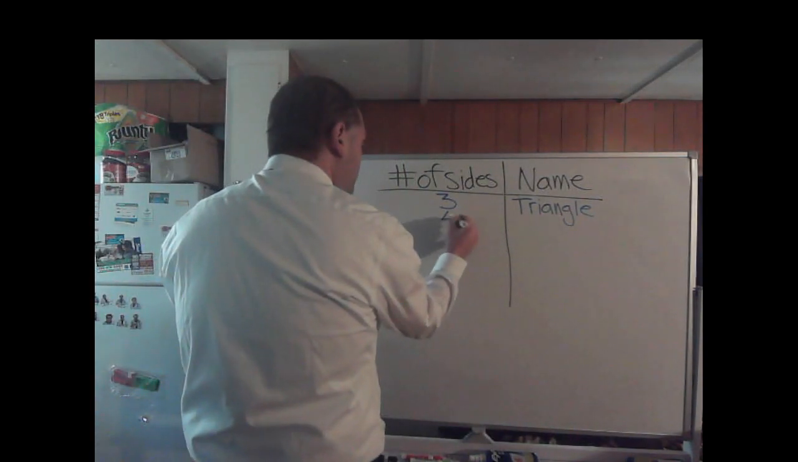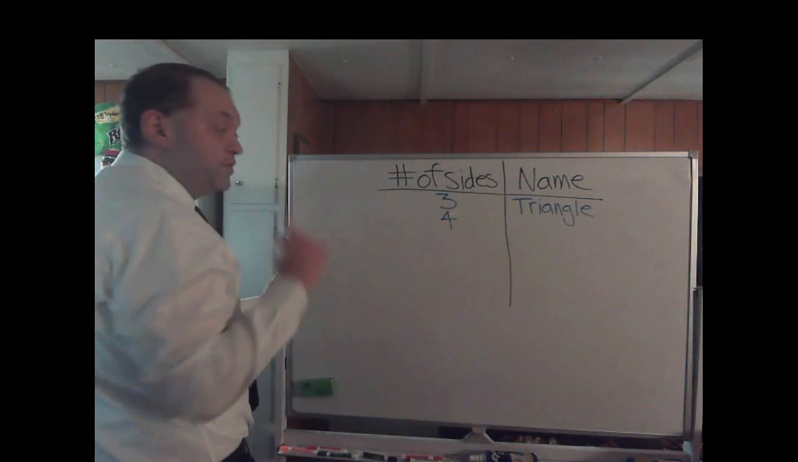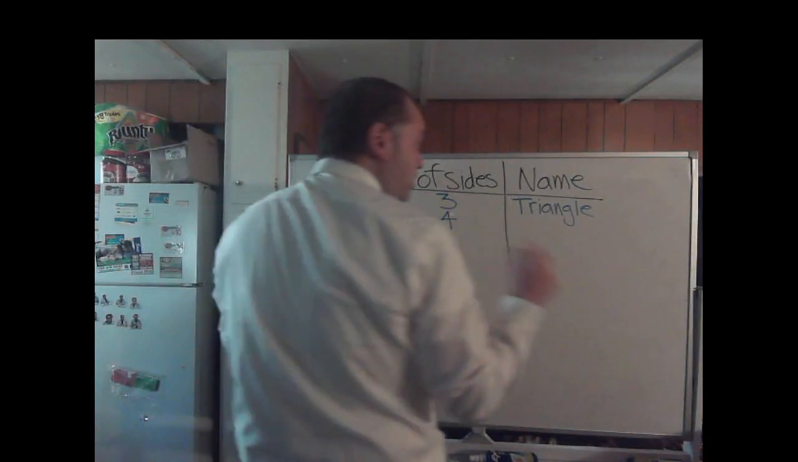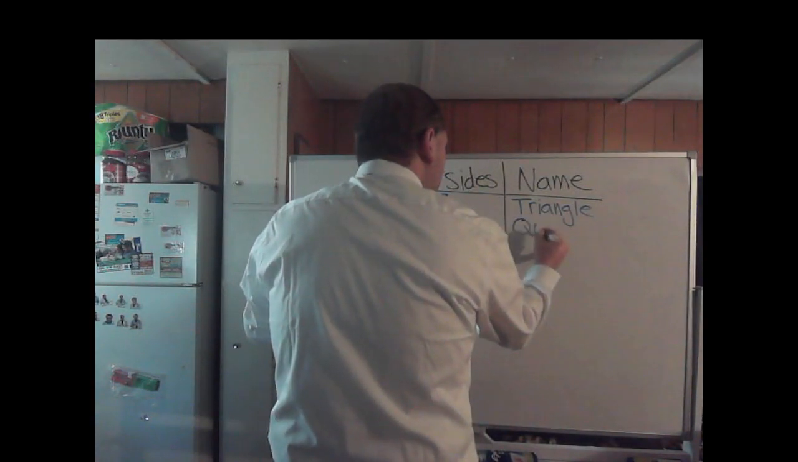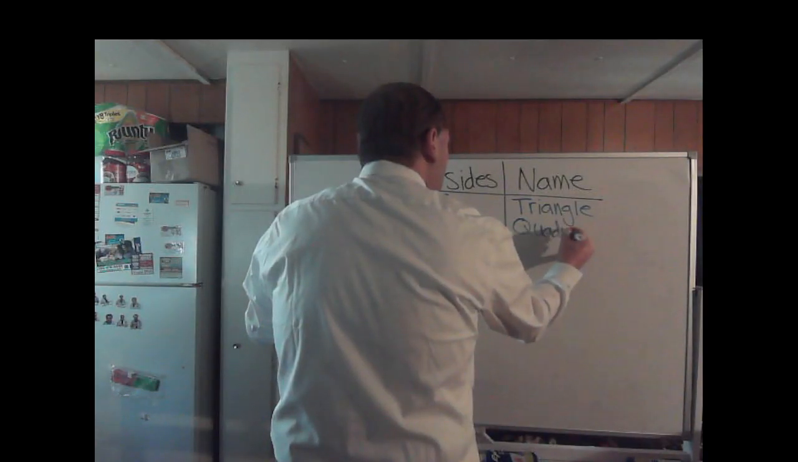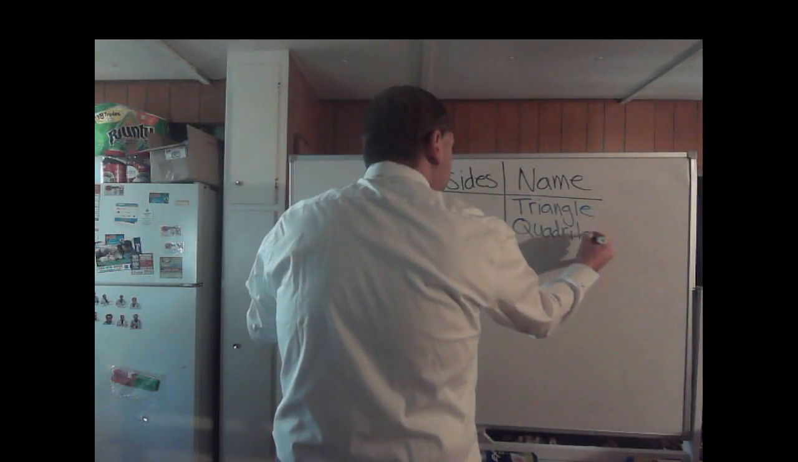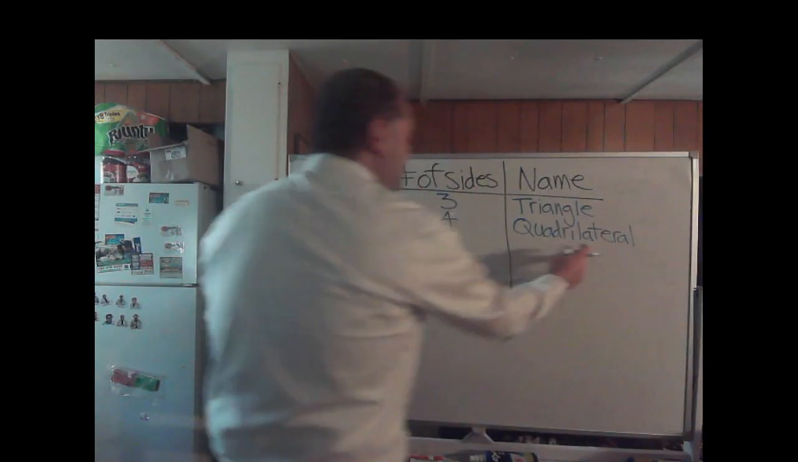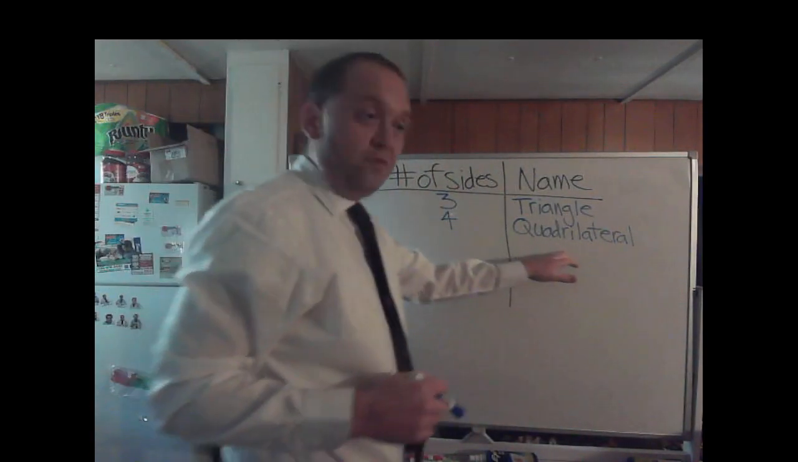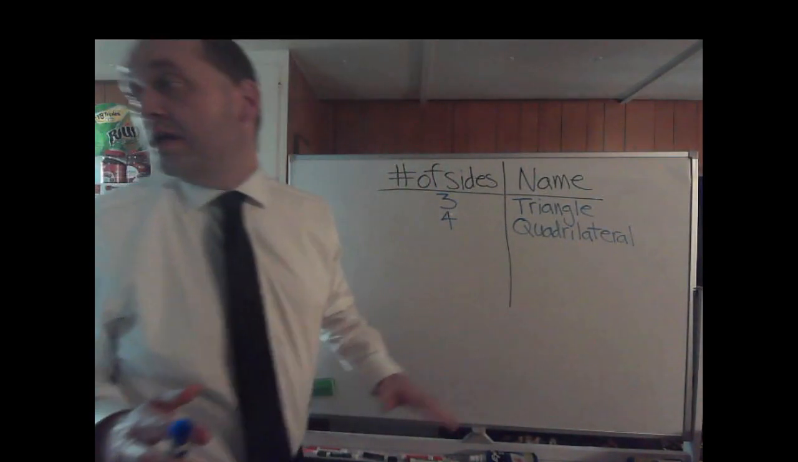Now if we had 4 sides, some of you are going to go right to square or rectangle. Could be, but the official name is a quadrilateral. That's the official name for a 4-sided figure. Quadra meaning 4, lateral side.